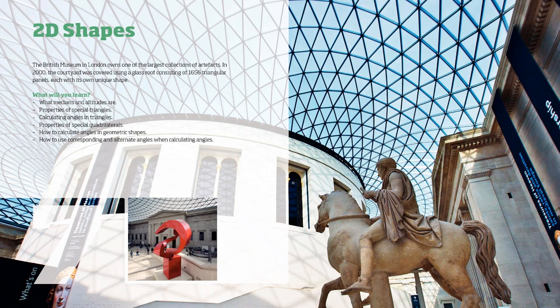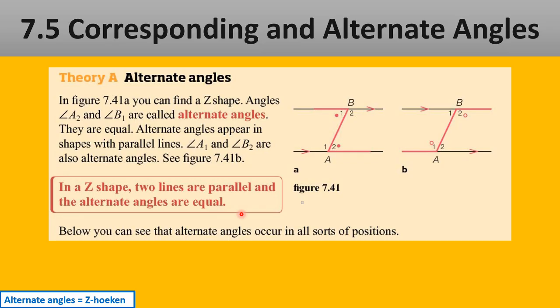Hey guys, we're going to take a look at the last paragraph of chapter 7, paragraph 7.5, which is going to be about corresponding and alternate angles. Okay? And we're going to start, crazy enough, with the alternate angles, not with the corresponding ones. So in a different order than they give us here in the summary.